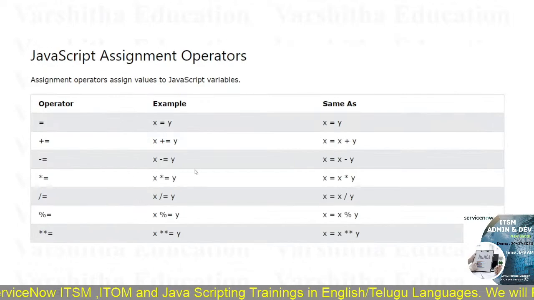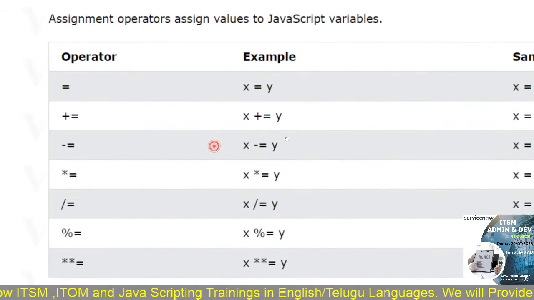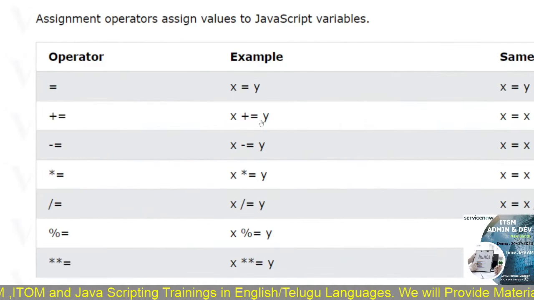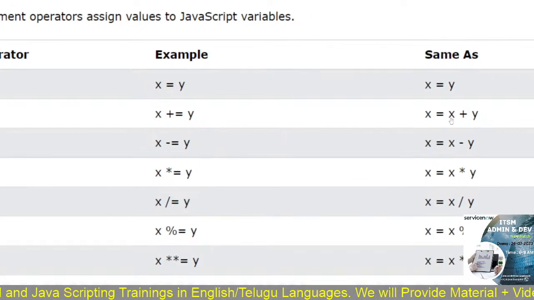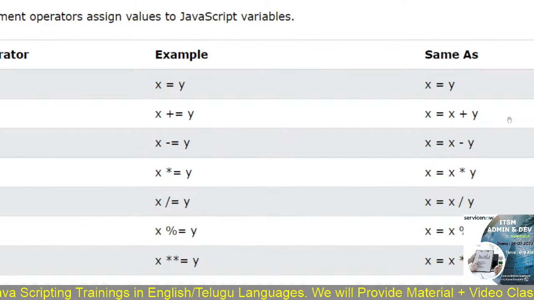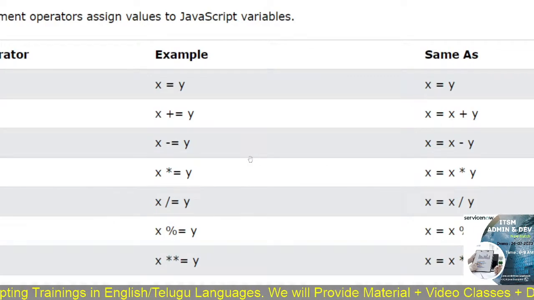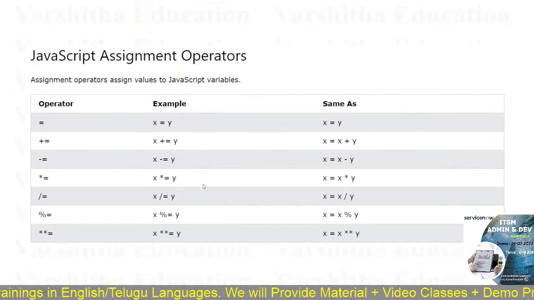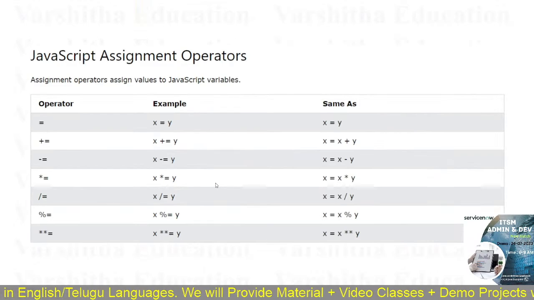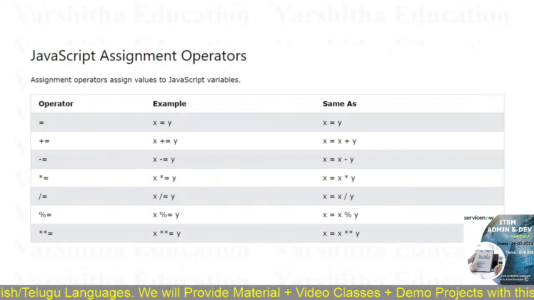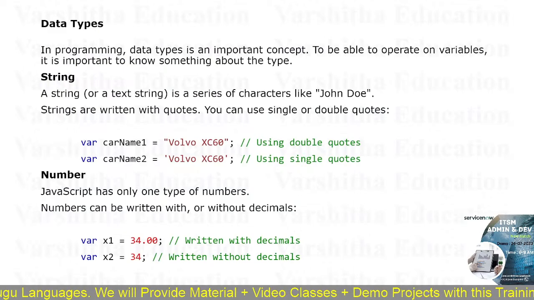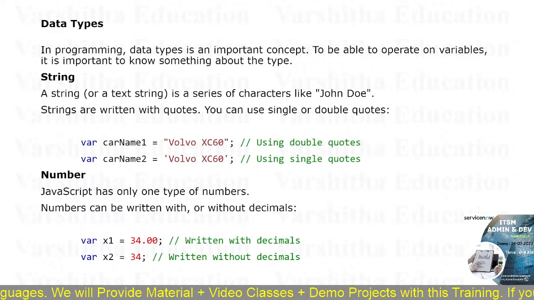Assigning operators are given as examples of how it should be. If I write x plus equals y, as it is, it looks like x equals x plus y. So I'll provide the material to you. Don't worry, you can check it again: what kind of assigning operators are there and what their major role is. Everything I will provide to you as material.